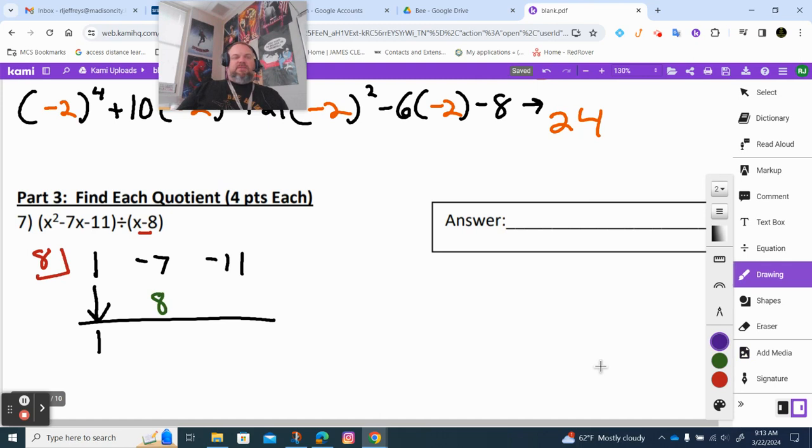What is -7 plus 8 or 8 minus 7? 1. I wonder what 8 times 1 is. 8. Yeah, because they're different signs. And this will give us -3. So we're done. So let's look at how we started. This started with the x squared. So our answer should start with the x plus 1 remainder -3. Now, other places you'll see like -3 over x minus 8. It's the same thing.